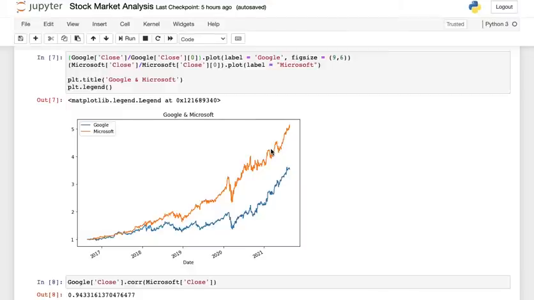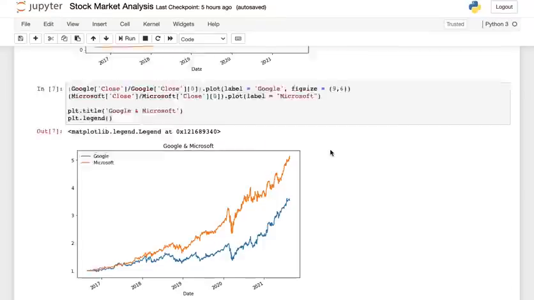Let's do a pretty simple stock market analysis on Python. Let's begin with Google and Microsoft. We will pull out the closing price of Google and Microsoft. So to do that, we need to load the libraries.